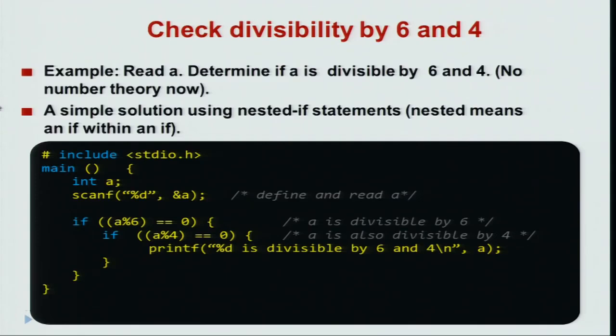Okay. So you can argue about this program and see that if it is divisible by 6 but not by 4, then it will enter the first if but not enter the second if. Therefore, it will not print that it is divisible by 6 and 4. Similarly, if it is not even divisible by 6, it will not even enter the first if condition. So you will in any case not print that it is divisible. So convince yourself that this particular code will print a number is divisible by 6 and 4 if and only if the given number is divisible by both 6 and 4.